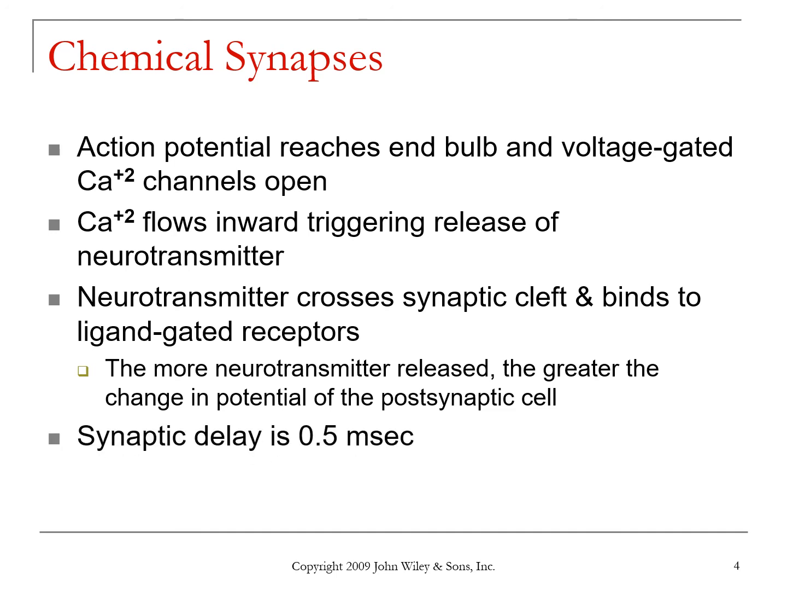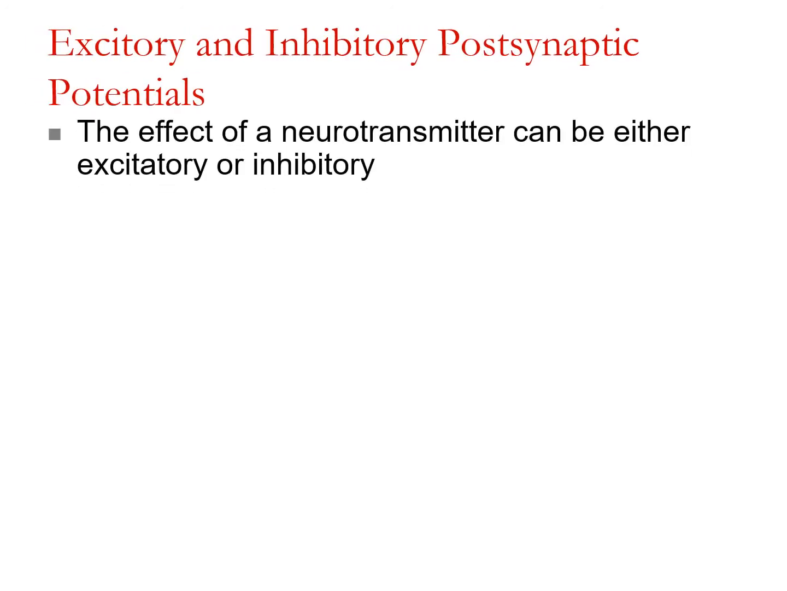Now the synaptic delay is about 0.5 milliseconds, which means that the more synapses there are in a neural pathway, the slower the rate at which the effector in the end of the pathway will be signaled. Also note that chemical synapses involve one-way information transfer from the presynaptic to the postsynaptic cell. Let's look at these postsynaptic potentials we mentioned on the previous slide.